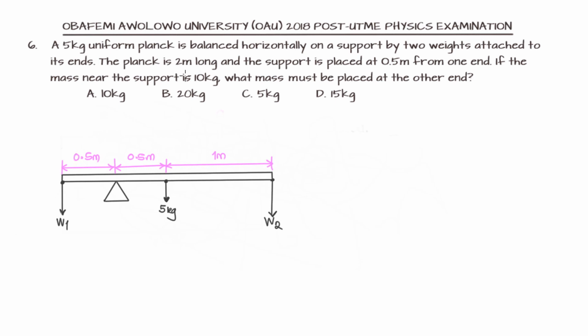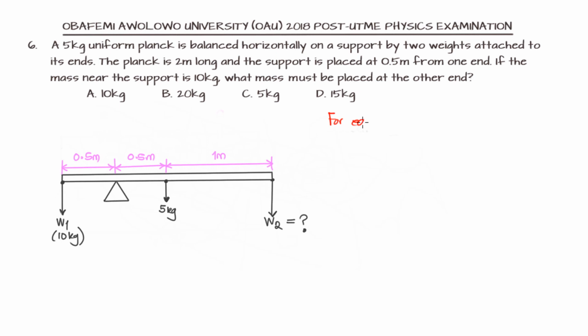So now, we're told that the mass near the support is 10 kg. So this is the mass near the support in this diagram. That's W1. So W1 is 10 kg. Now we are asked, what's the mass that must be placed at the other end? We are looking for W2. This is the appropriate way to interpret this question. Now, how do we go about trying to solve this particular question?